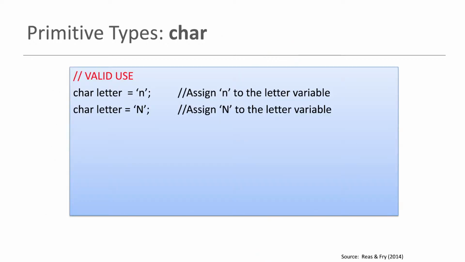So these are valid character declarations. We have char letter is assigned a value of single quotes small n. And the second one is an uppercase N. And these are different values for letter.